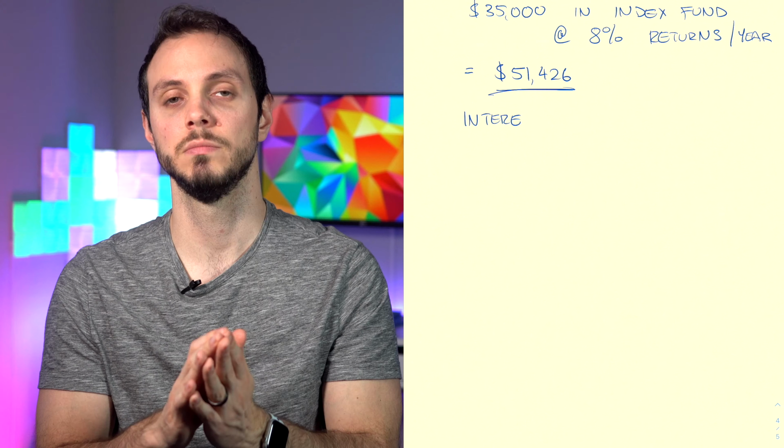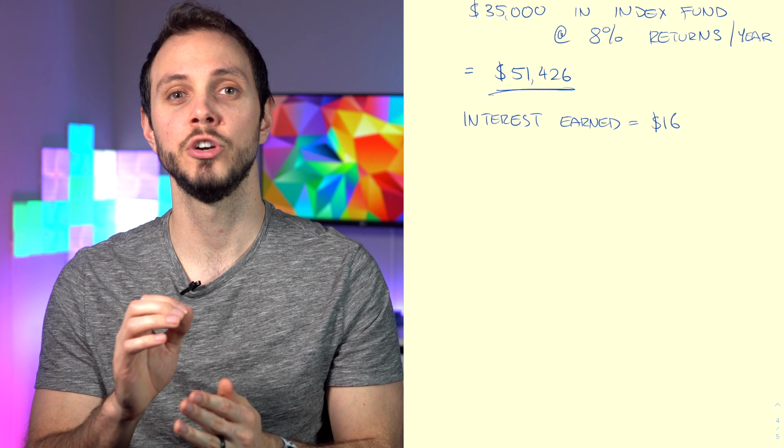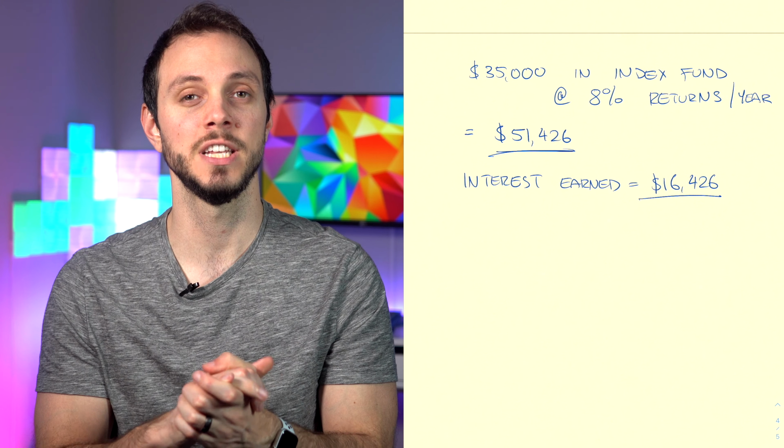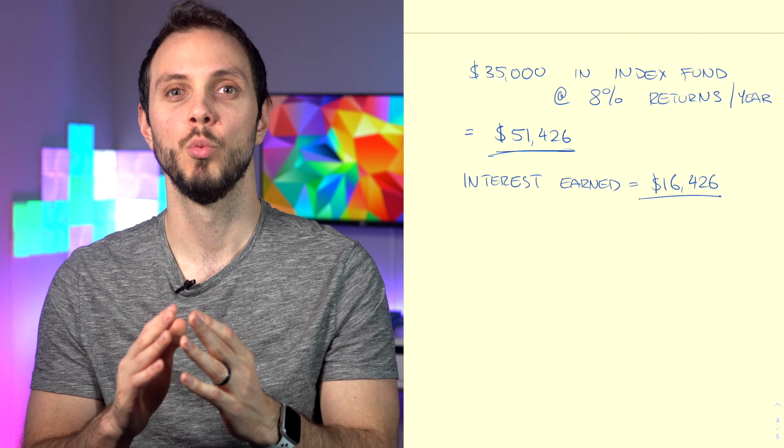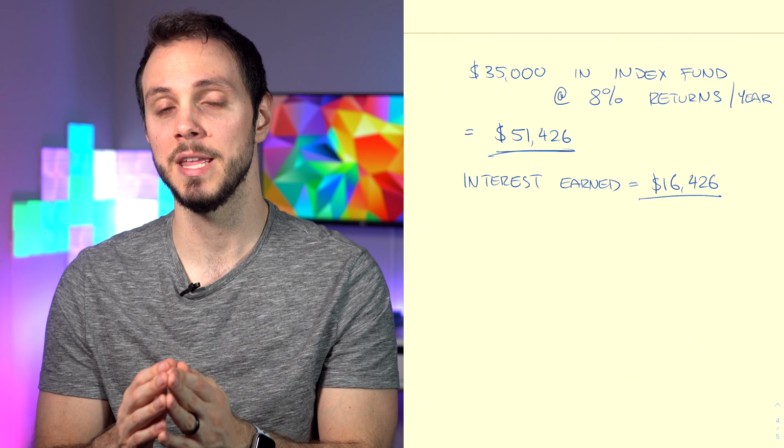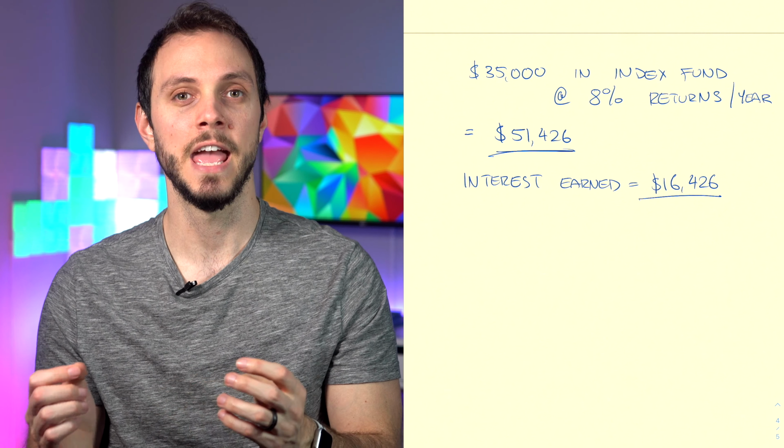Using the 8% average return as a rule, which is roughly what the S&P 500 averaged over the past 30 years, our $35,000 has turned into $51,426. Without adding anything to it, we've earned over $16,000 in interest in that same time period. What we have basically done is borrow money at 2% in order to gain 8%. That $1,800 that we paid in interest on the car payment ended up earning us $16,000 in our investment account.